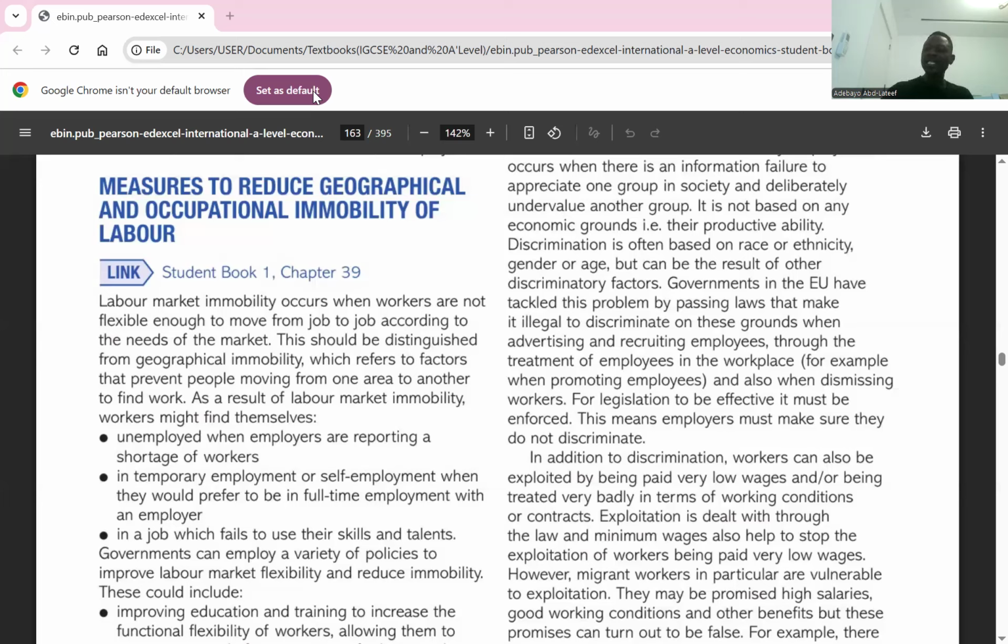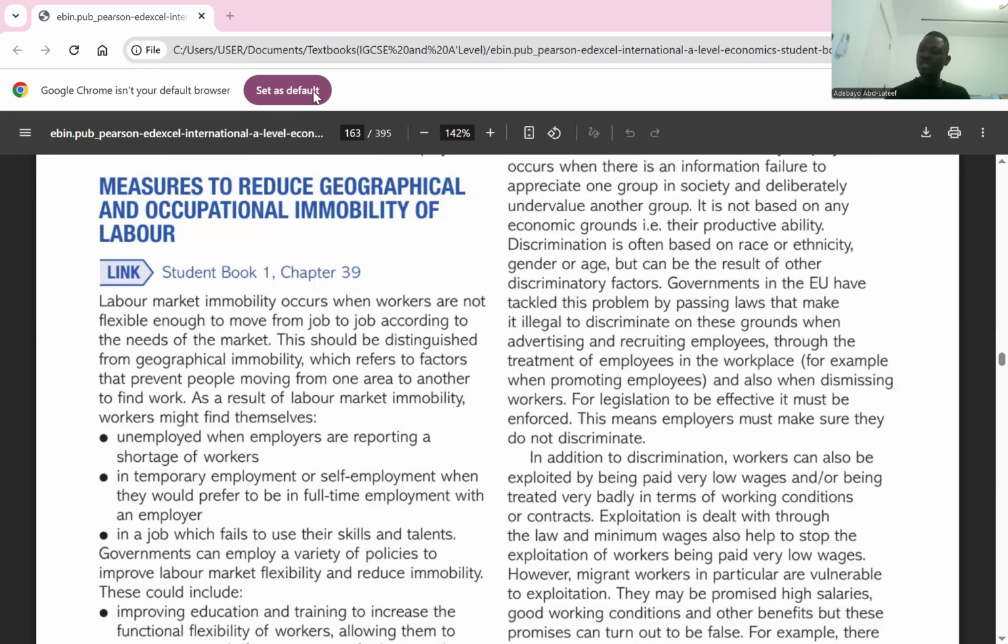So what is labor market immobility? Labor market immobility occurs when workers are not flexible enough to move from one job to another according to the needs of the market. That is labor market immobility. Then, measures to reduce labor immobility address the barriers that prevent workers from being able to move or switch jobs. That is what we mean by measures to reduce labor immobility.